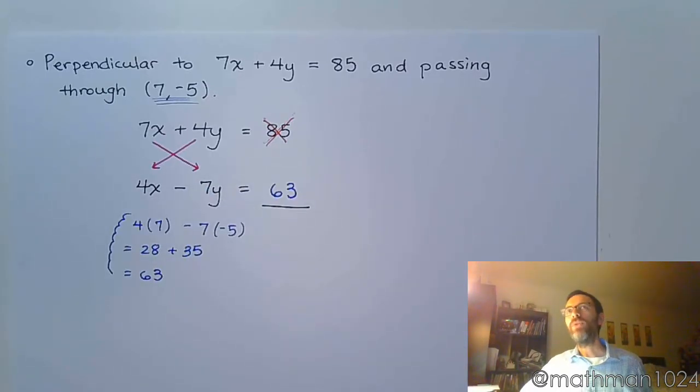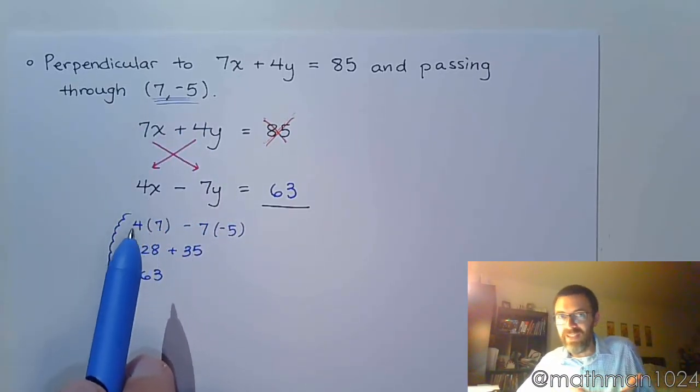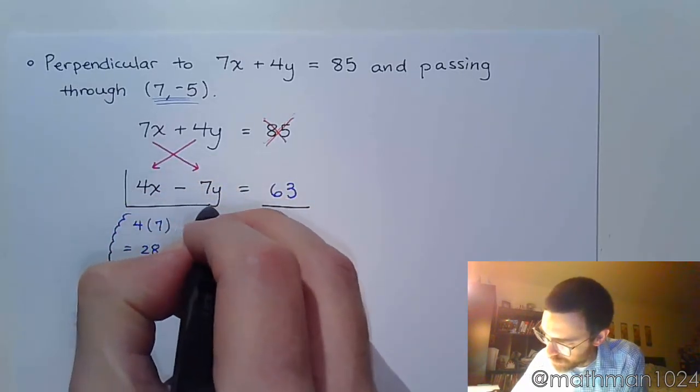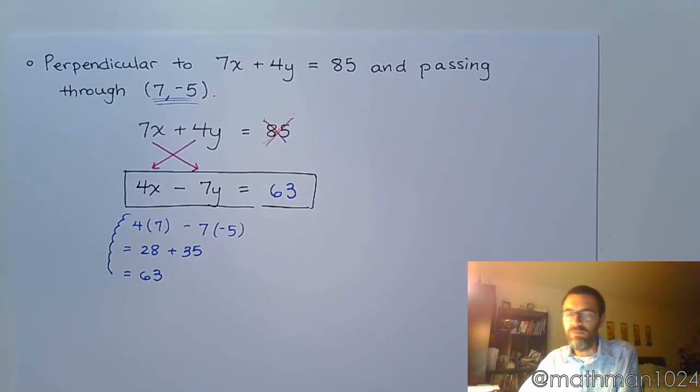And so it's kind of weird that we didn't know what that number was. But by plugging in the ordered pair, it kind of forces your hand, and it tells you exactly what it has to be. And there you go. So that's it. Nice and easy.